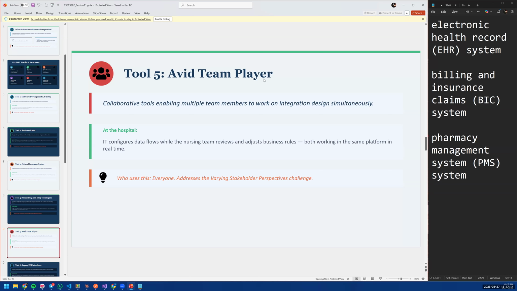In the hospital context, you have the IT team who might be configuring the technical connections, while the clinical team, they're reviewing and adjusting the business rules. So both of them will be working on the same platform, and they'll be able to see each other's changes in real time. It's just that both teams, they'll be working on different parts of the same system. And this would reduce miscommunications and it speeds up the design process because you wouldn't have to rely on one person performing all of the business rules or all of the development.